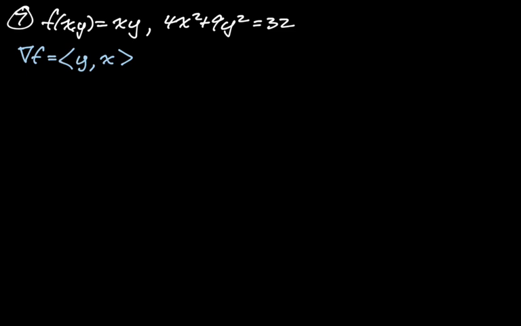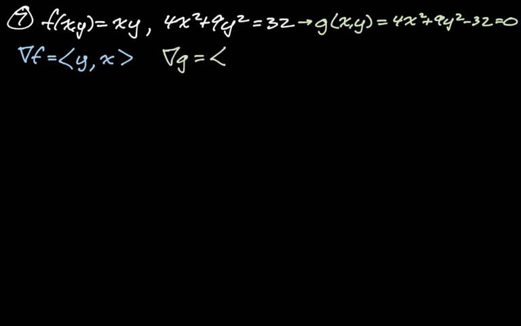We need to create g of x, y. So take everything there and just move it to one side and name it g of x, y. So we have this. From here, we need the gradient of g. The gradient of g is partial x, which is 8x, and partial y, which is 18y.